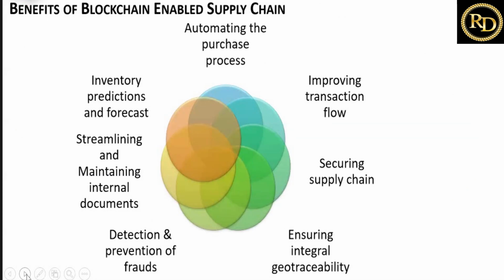So typically, what are the benefits of enabling a blockchain-based supply chain? Automating the purchase process, improving transactional flow, securing the supply chain, ensuring integral geotraceability, detection and prevention of frauds, streamlining and maintaining internal documents, and inventory prediction and forecasts.